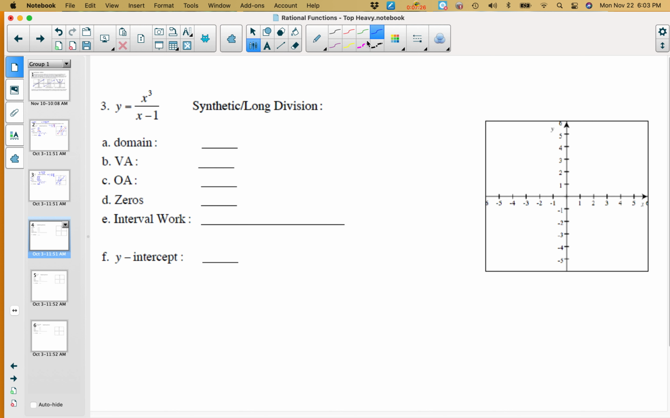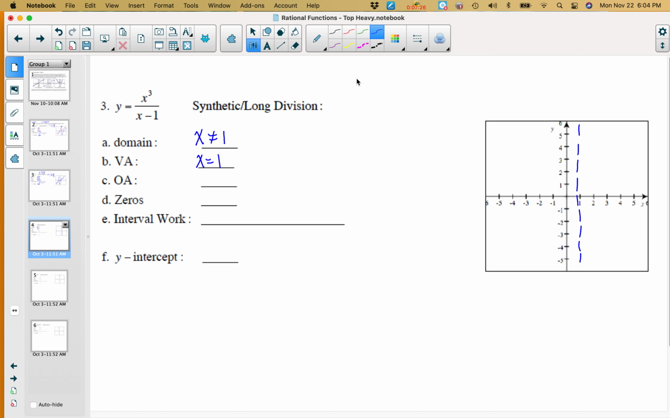Notice what's going to happen on this one. Look, it's top heavy, but take a look at the powers. This is 2 higher. This means that our oblique asymptote is going to be a parabola. So there is nothing to factor. My domain is x not equal to 1. And my vertical asymptote is x equals 1. So I'll plot that.